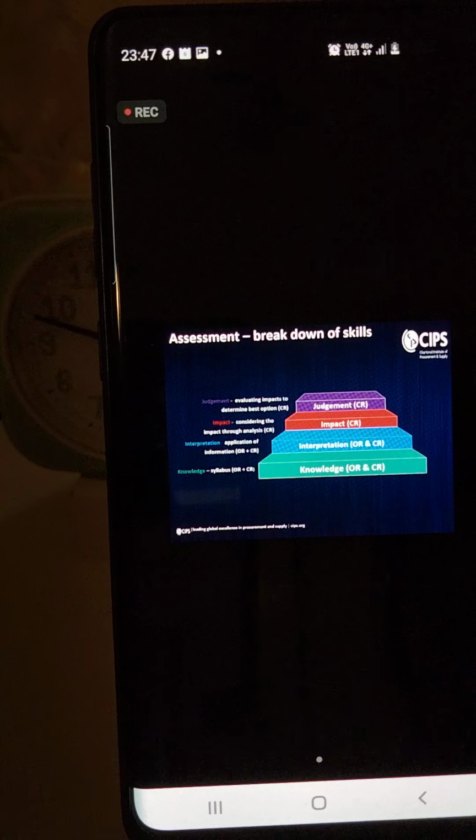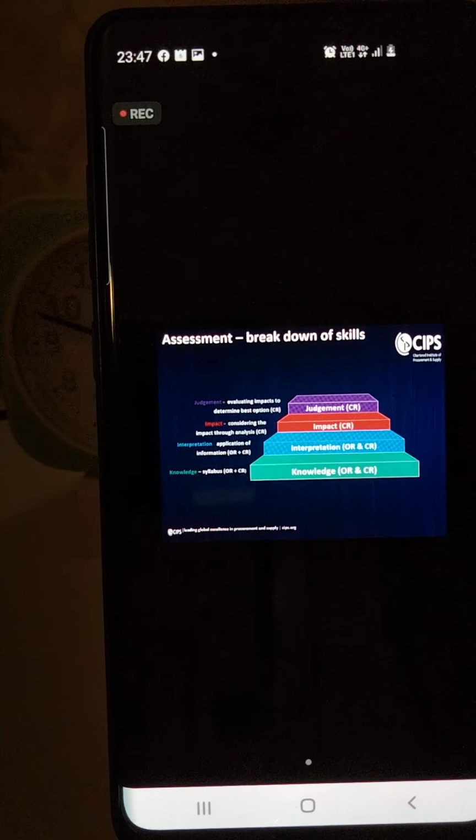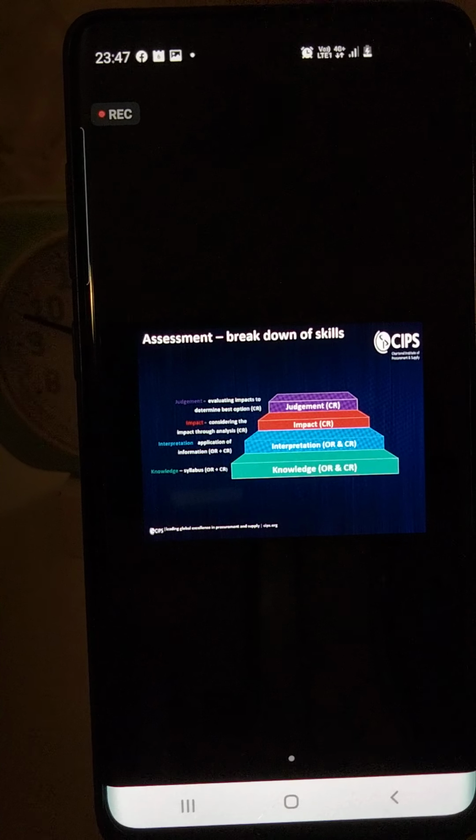Do you know X? Do you know the formula for ROCE, for example? Do you know what liquidity is, for example? These kinds of things are basic knowledge.